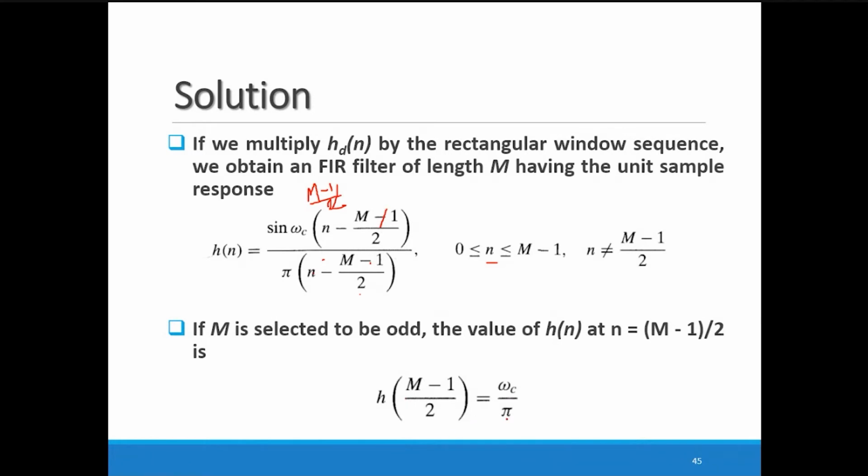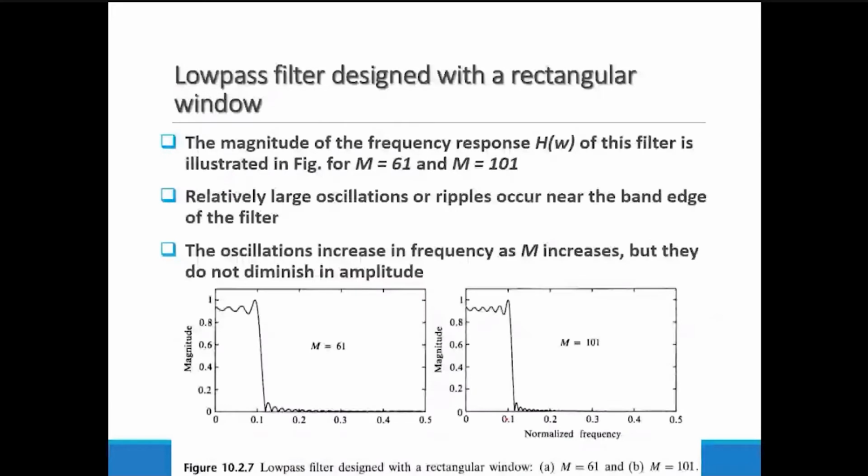So the magnitude of the frequency response H(ω) of this filter is illustrated in the figure for M equal to 61 and M equal to 101. For the first, we are taking the length of the filter as 61, and for the second M equal to 101. So here both diagrams are shown to you. Magnitude responses for M equal to 61 and for M equal to 101.